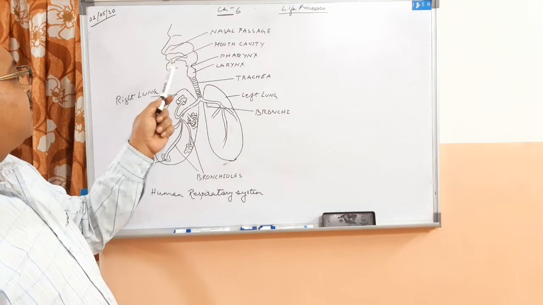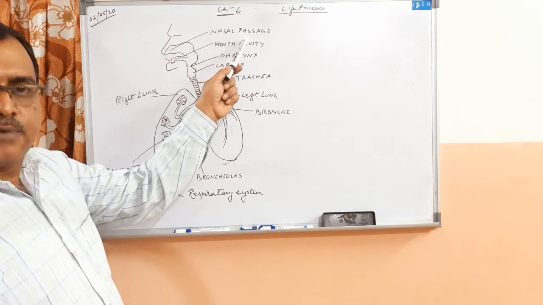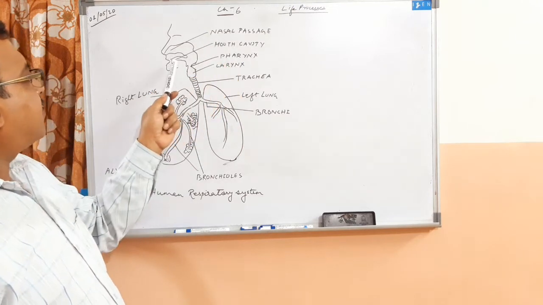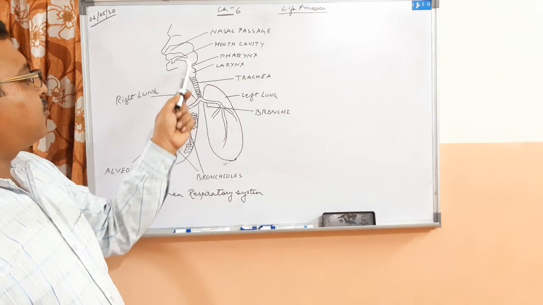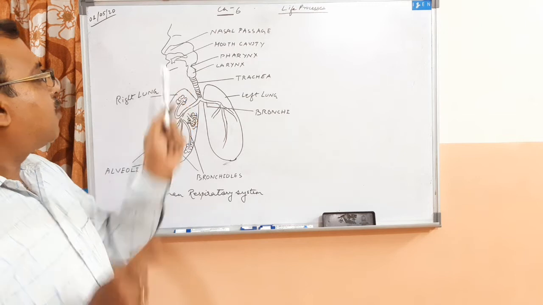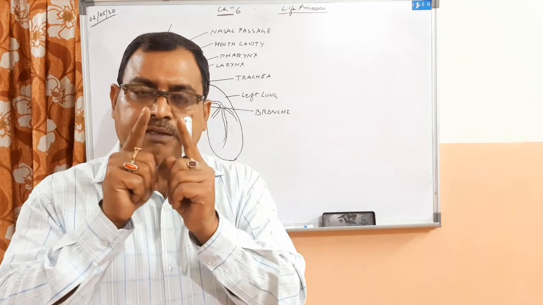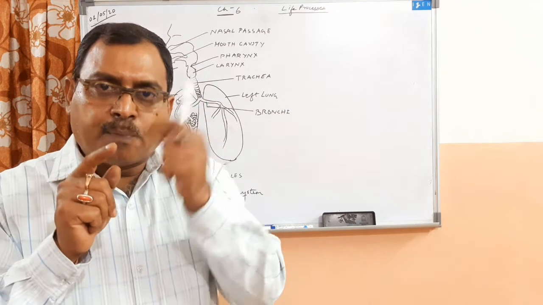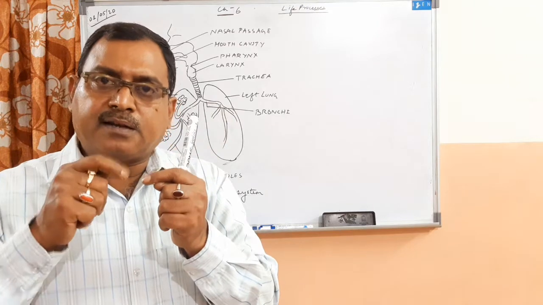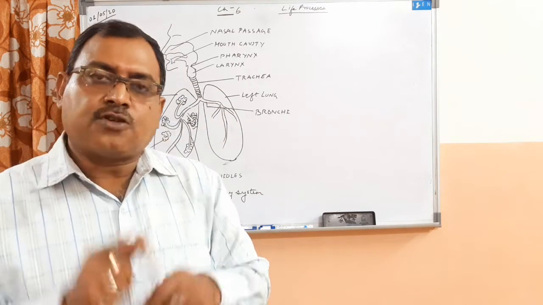This is the outline of the face. This is the nasal passage, right? After that, this is the mouth cavity. Now I told you, this mouth cavity and the nasal passage have a common place. In the opening of the food pipe and windpipe, that is the esophagus and trachea, there is a common passage.